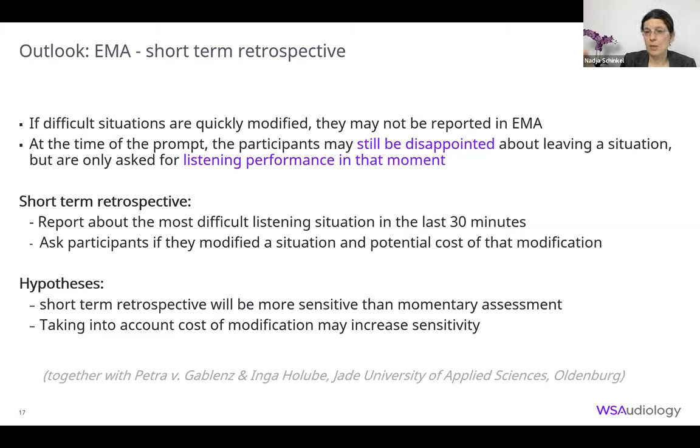If I can simply increase the volume of the TV and I'm watching alone, then that doesn't bother me. If I'm in a really important conversation and I have to keep asking people to speak up, then that could be very embarrassing. So there clearly is a cost attached to this. And our hypotheses are that A, the short-term retrospective will be more sensitive than a purely momentary assessment, and B, that taking into account the cost of those modifications may increase the sensitivity.